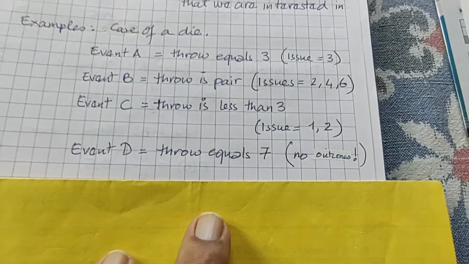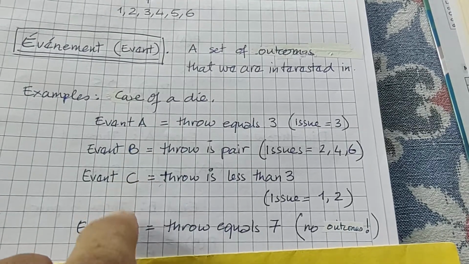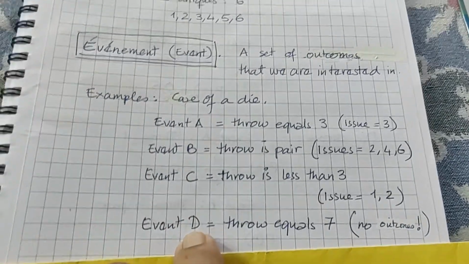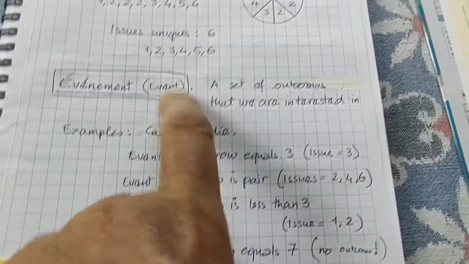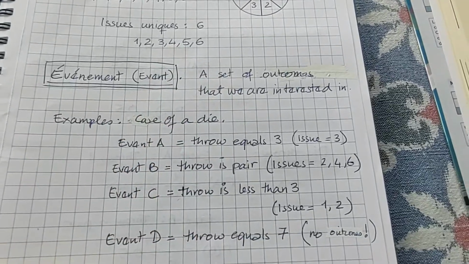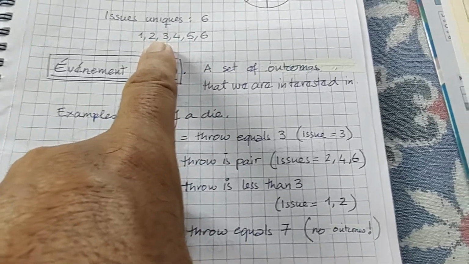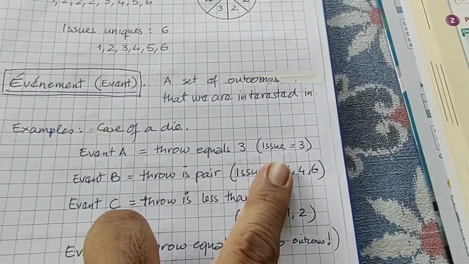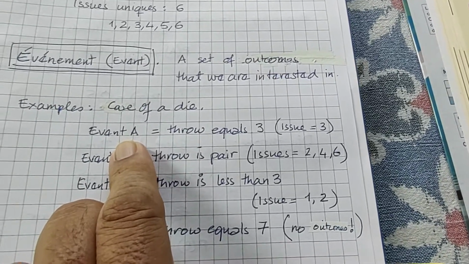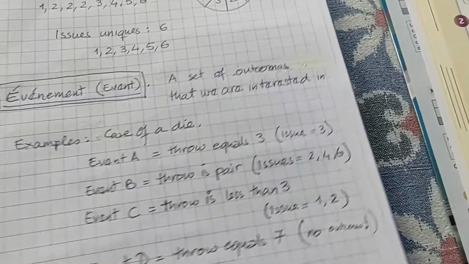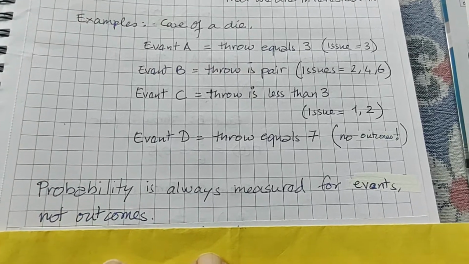Okay. So now you can calculate the probability of A, probability of B, probability of C and probability of D, because as I said, probability is only applicable for events, not for outcomes. If you want it for outcomes, then you have to define one event that corresponds only to that single outcome, like here, throw equals 3. Then you can calculate the probability of event A. So probability is always measured for events, not outcomes.